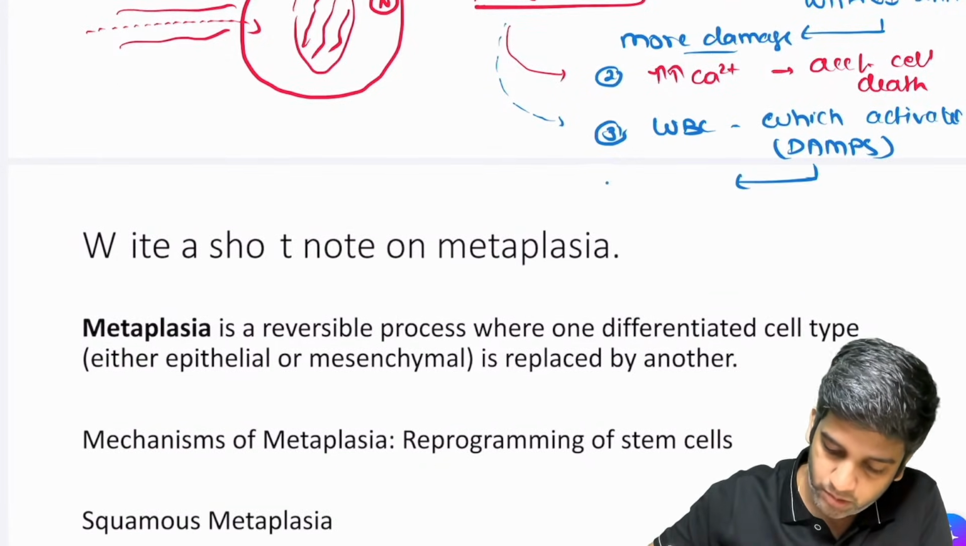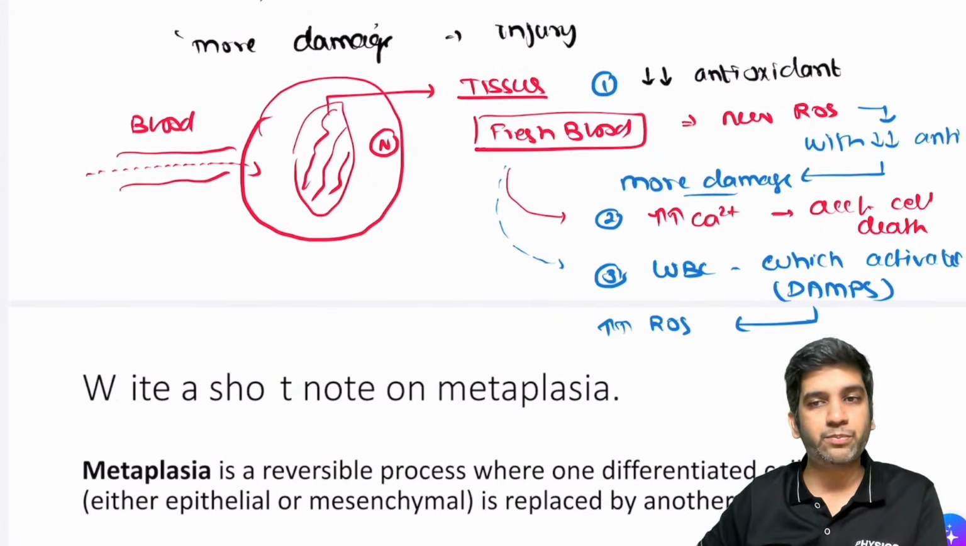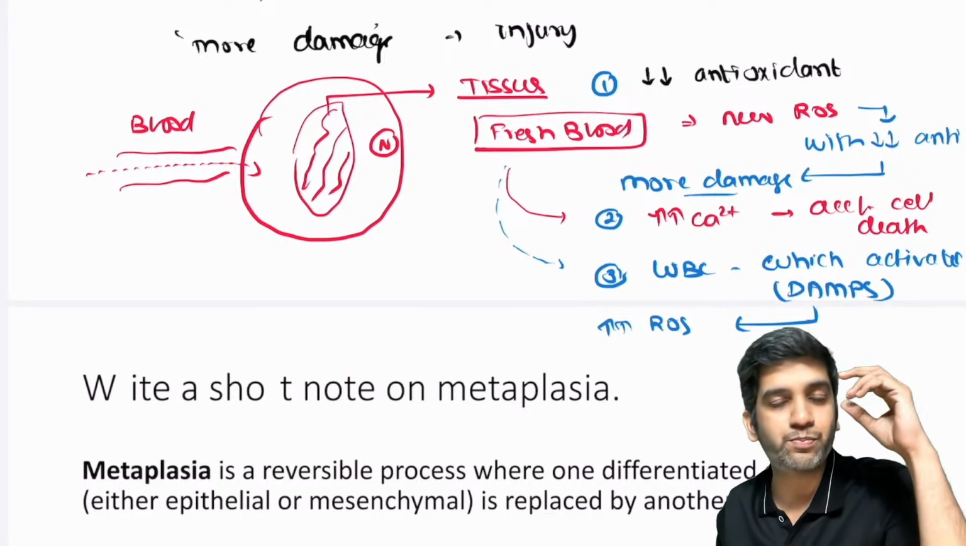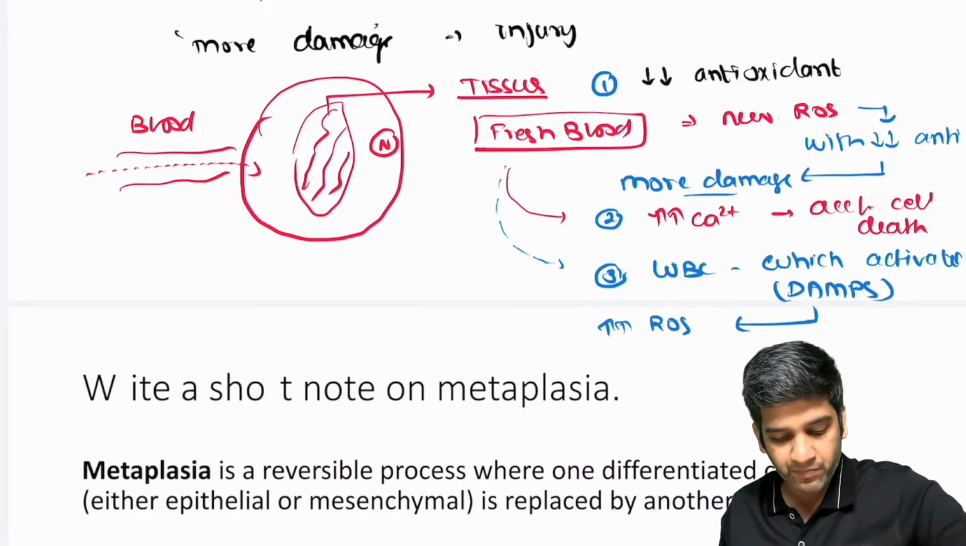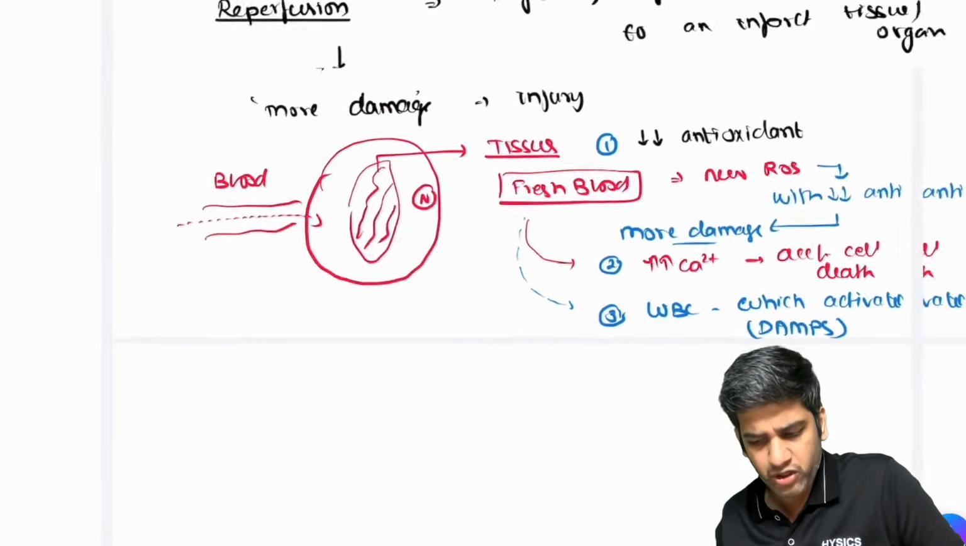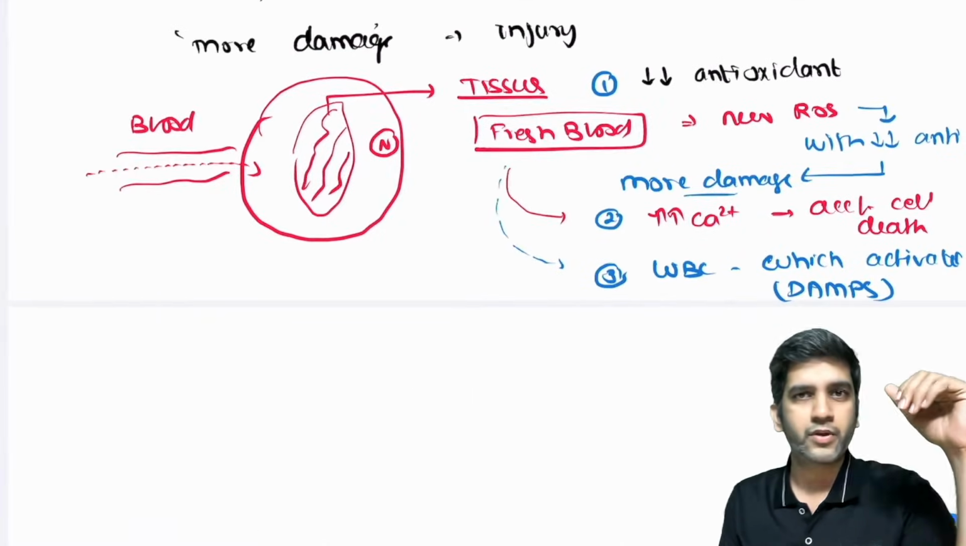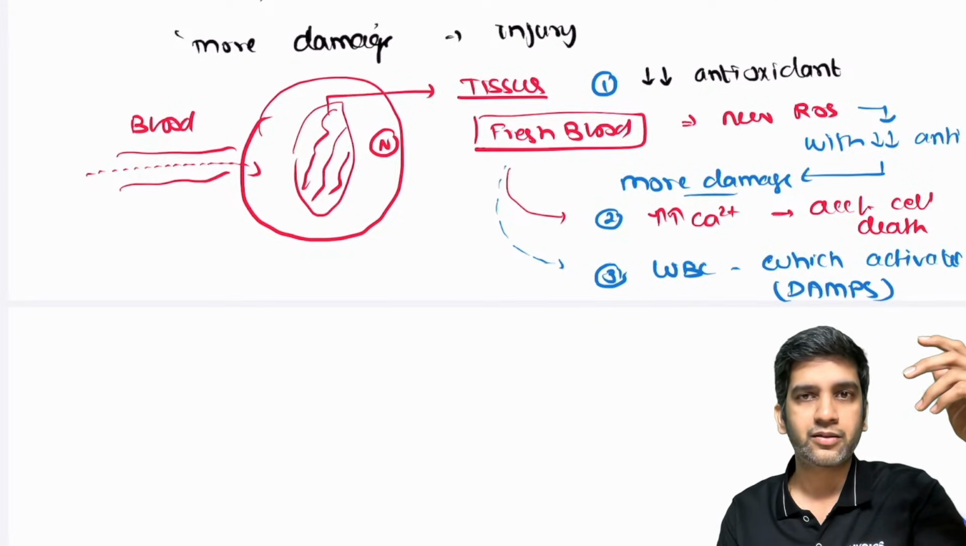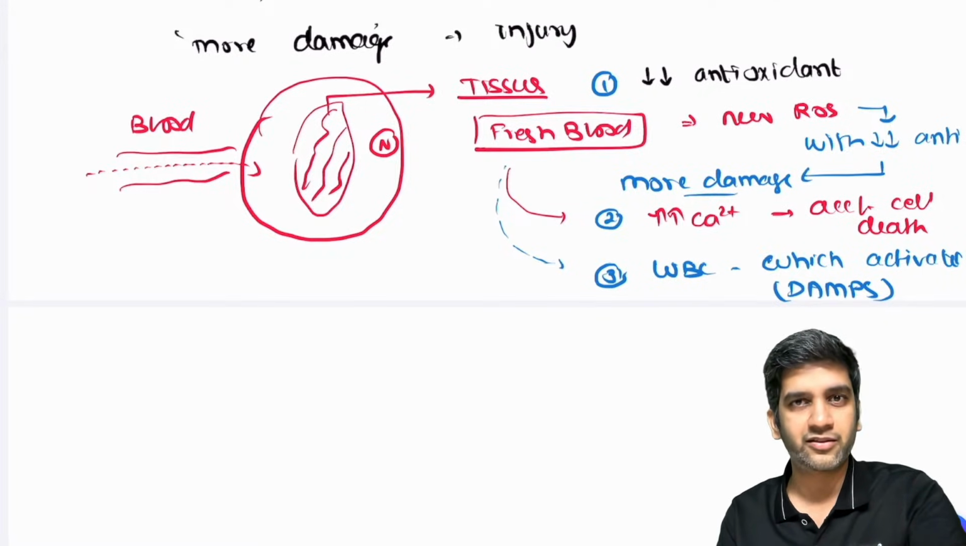This will cause more and more reactive oxygen species, which ultimately is going to kill the person. Now the question is simple. If I am saying reperfusion kills the person, does it mean that I should not treat a patient with heart attack? Should I not do stenting?